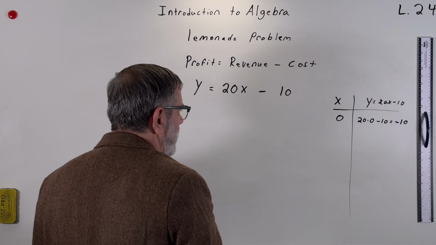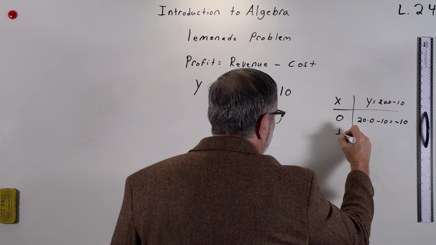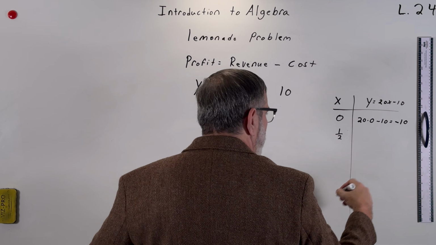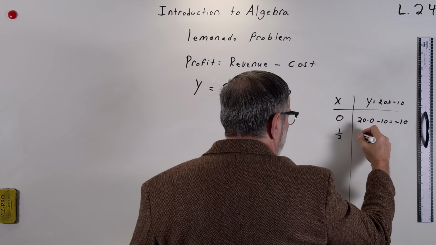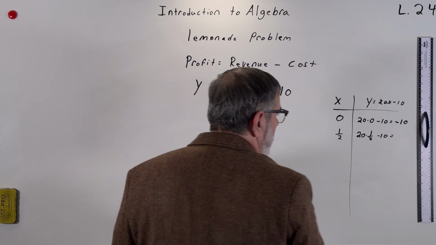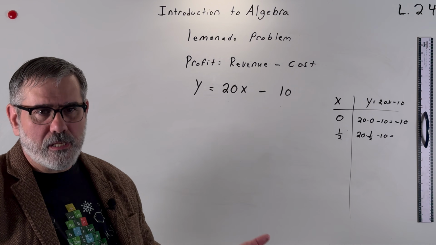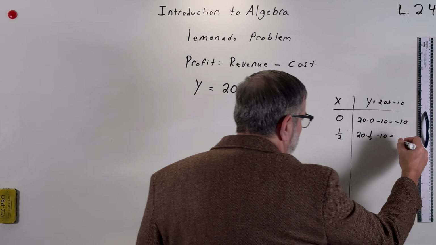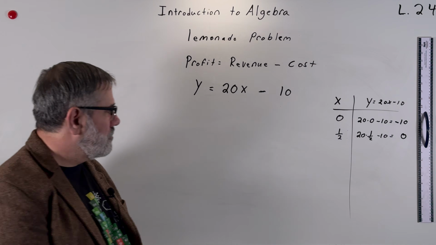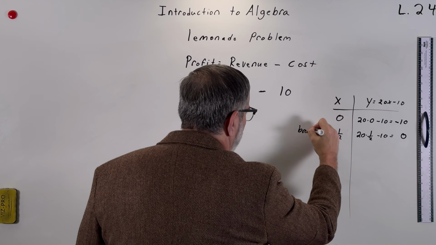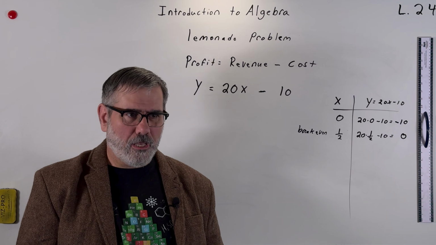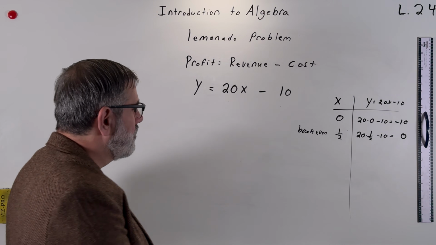What if we set the price to be half a dollar? That's 50 cents, right? Well, in that case, we plug in for x the value 1/2. So that's 20 times 1/2 minus 10. Well, 20 times 1/2, that's just 20 divided by 2. That's 10, right? So 10 minus 10 is 0. That's 0 profit. We could call that the break-even price. Break even. Where we took in exactly what we paid out. Okay? We didn't make any money, but we didn't lose any either.